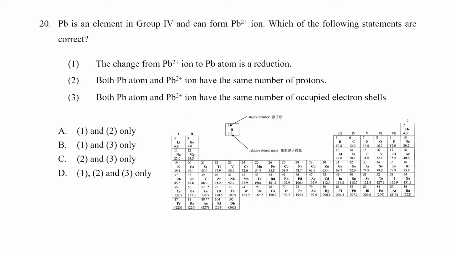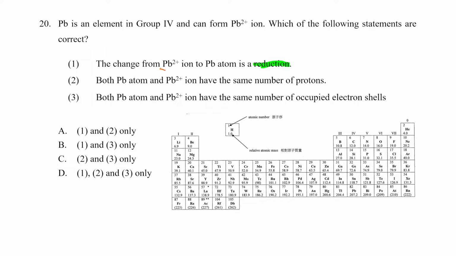2016 question 20. Pb, lead, is an element in group 4 and can form a lead 2+ ion. Which of the following statements are correct? Okay, option 1. The change from lead 2+ ion to lead atom is a reduction. Now you'll learn this in Redox Reactions, book 2B, but it doesn't matter, you can still learn it right now.